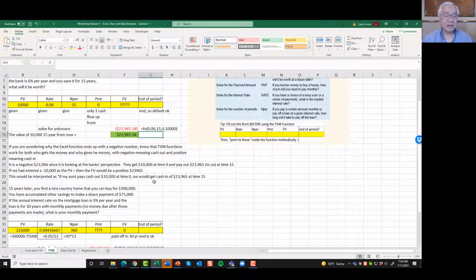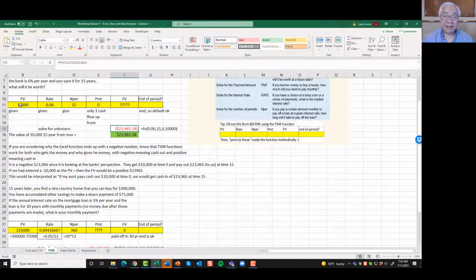Now, you might wonder, why is that number negative? That's a reasonable question. It's because the time value functions in Excel deal with a very simple concept, which hopefully you'll remember easily. If you get money, it's a positive. If you give money, it's a negative. It's that simple. In this case, we're looking at this transaction as if you were a banker, because the banker gets money, and at the end of the 15 years, they will give money. So if this number is positive, that means somebody's getting the money up front. In this case, it would be the banker. And at the very end, they would give up $23,000. Now, you're the flip side.